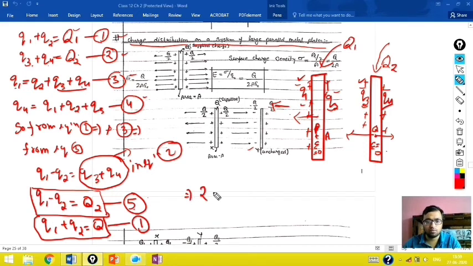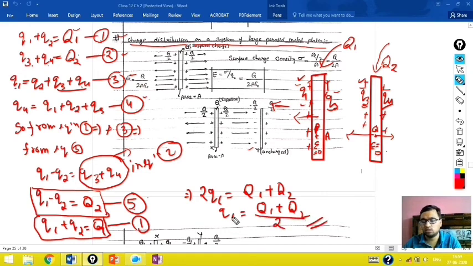You will get 2 times q1 equal to capital Q1 plus capital Q2. From here you can write q1 equal to (Q1 plus Q2) by 2. Simple. One answer is this one. It means if we have 2 metal plates, then the charge that will appear on the outer surface, q1, will be equal to the sum of Q1 and Q2 divided by 2. Simple. Now what will be q2?